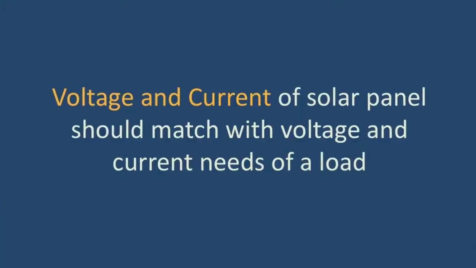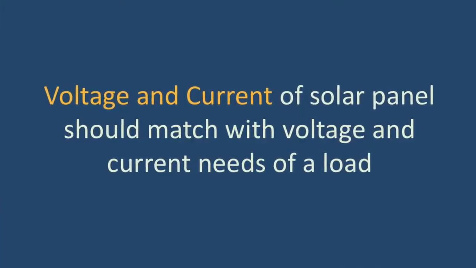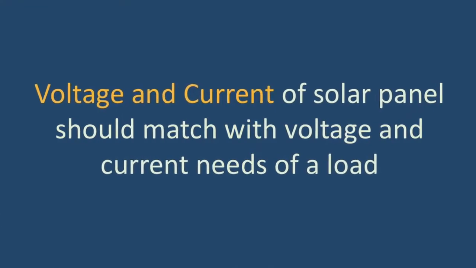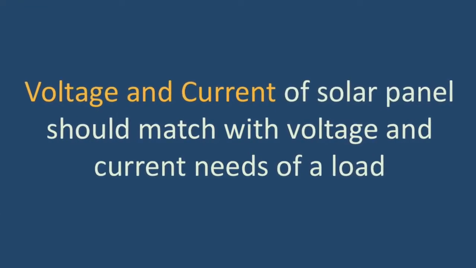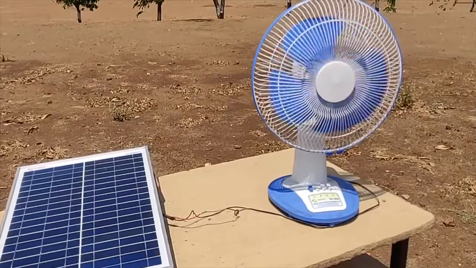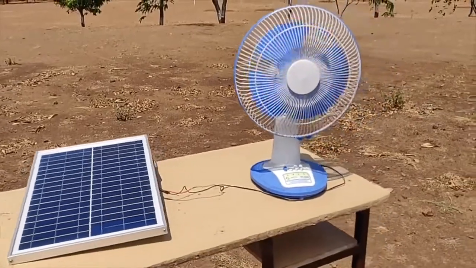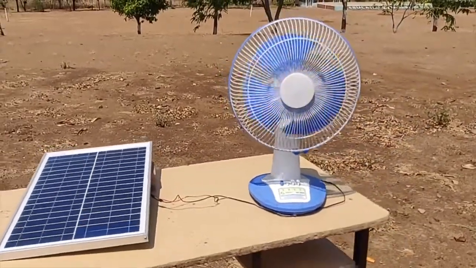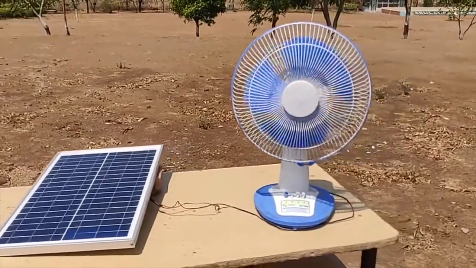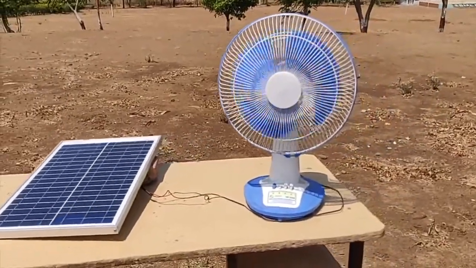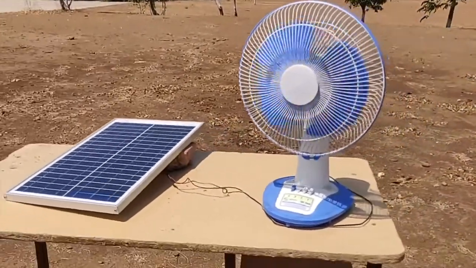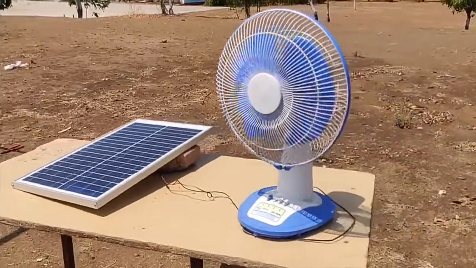So if you take the load with the required current and voltage, and if you take the right panel which matches the current and voltage of the load, the load will directly run without any electronics or any battery. And that is the beauty of the solar system. As long as there is sunlight, this fan is going to run on its own.